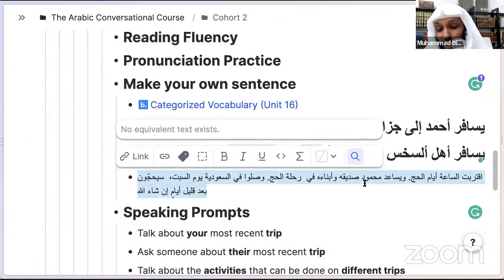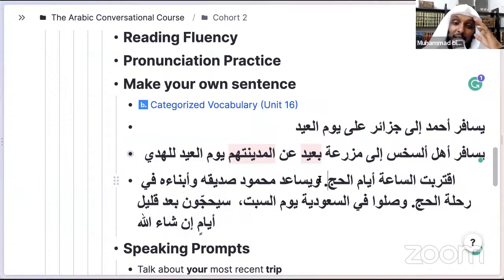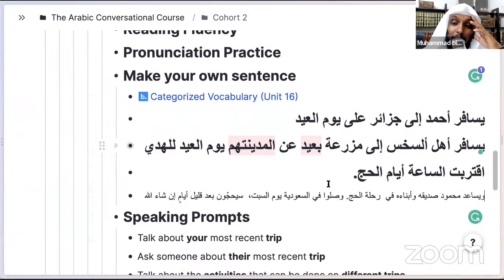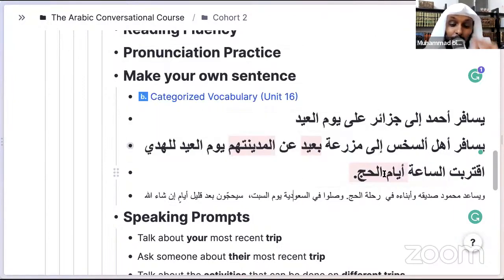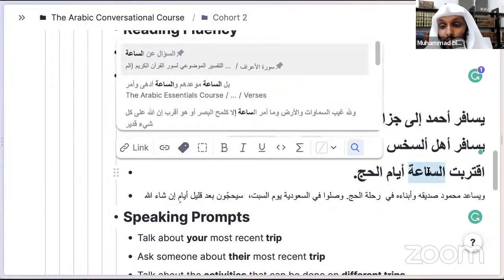اقتربت الساعة يوم الحج. I can assume that what you mean by this is the time for the days of Hajj is close. But you don't use الساعة here. You don't use الساعة here. Because this literally sounds like, or it means, the hour of the day of Hajj is close.